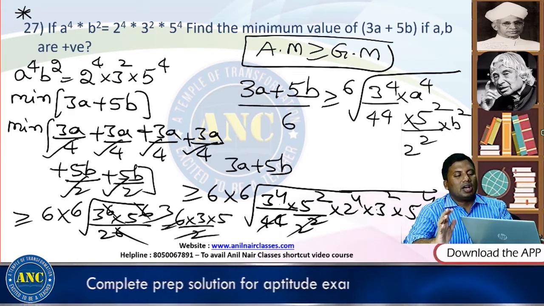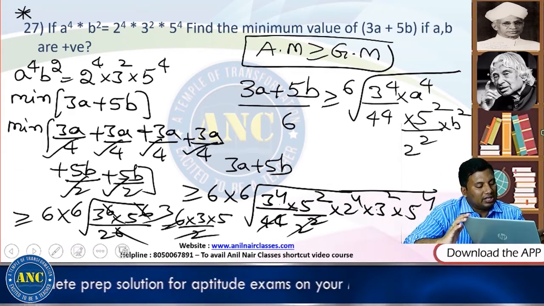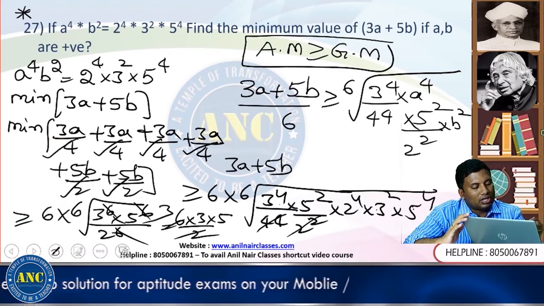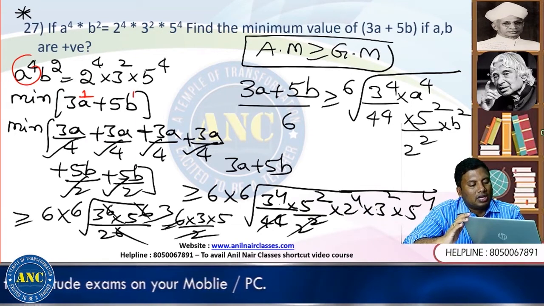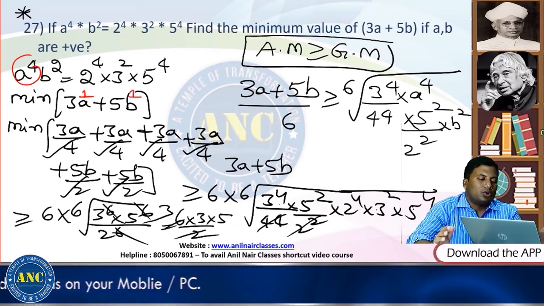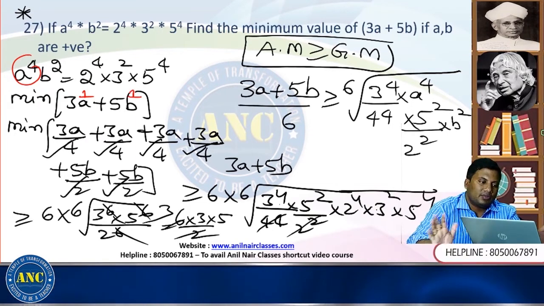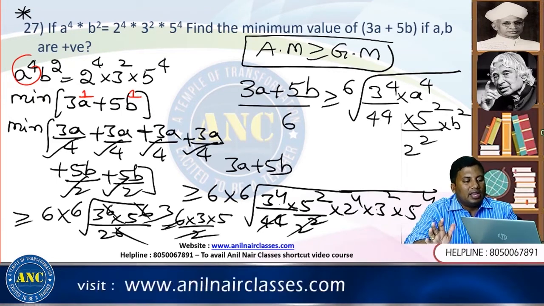This is the answer. I hope it is clear. The idea is, the degree of A in the question is 1. Here it is 4, divide into 4 parts. Here it is 1, divide into 2 parts. Idea clear? 27th. Very, very easy question if you know the logic.